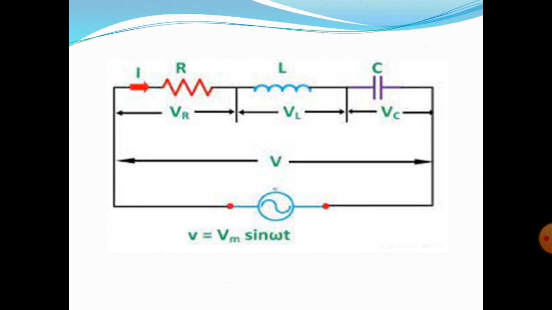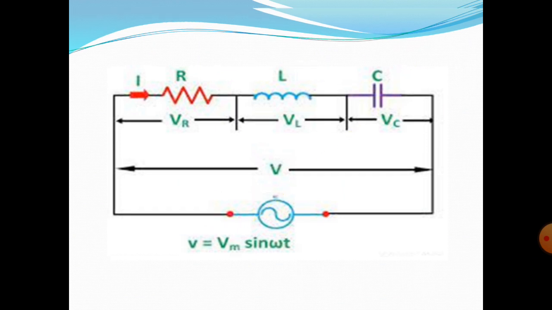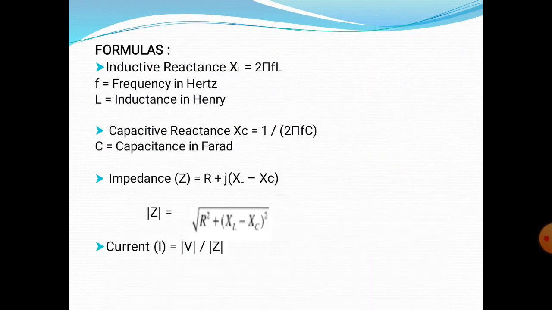That means the voltage across the resistance is VR, across the inductance is VL, across the capacitance is VC. So the total voltage V is equal to VR plus VL plus VC. The input supply is AC, so the voltage V is equal to Vm sin omega t. Before we solve the problem, we discuss the basic formulas of RLC circuit.